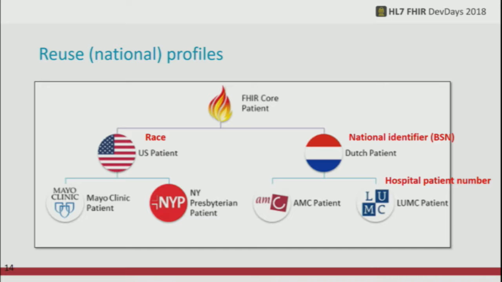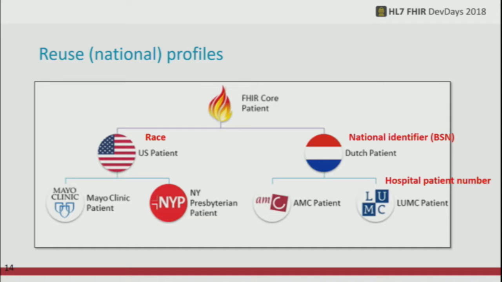So what they can do is they can just derive from the Dutch core patient. They have all these constraints that we made in the Dutch core, and they can just add a single constraint, for example, to specify how they expose their hospital patient number. So they don't have to capture, again, the national identifier or whichever other constraints we did on the national level, but only have to apply their own constraints on how they differ from us.